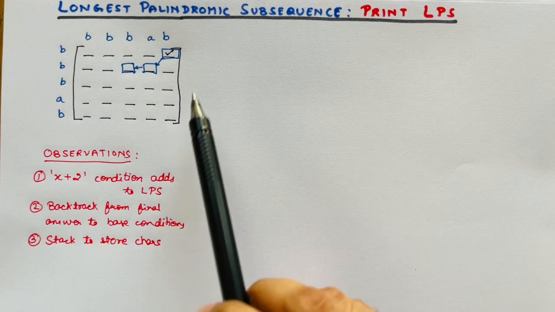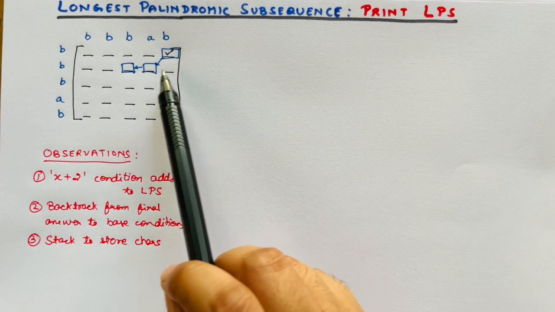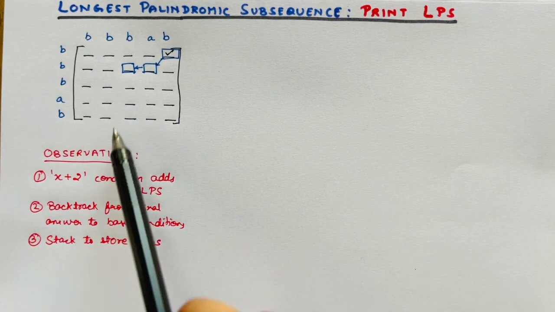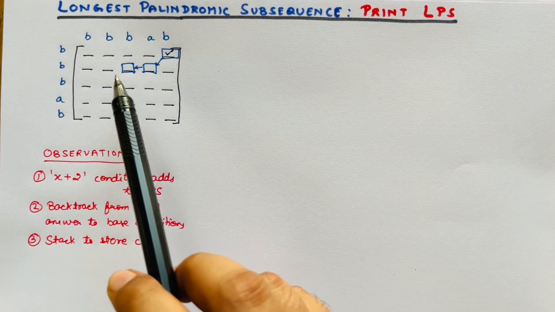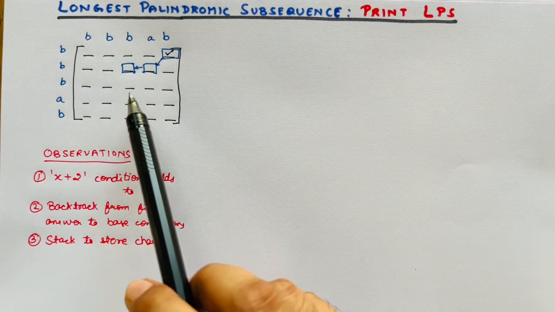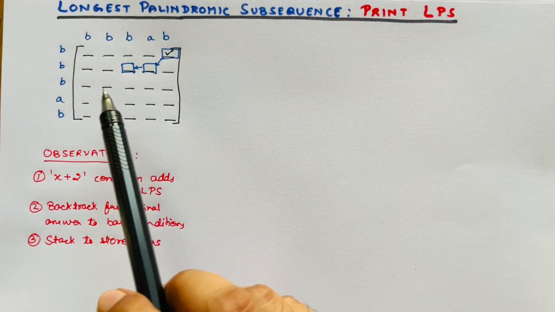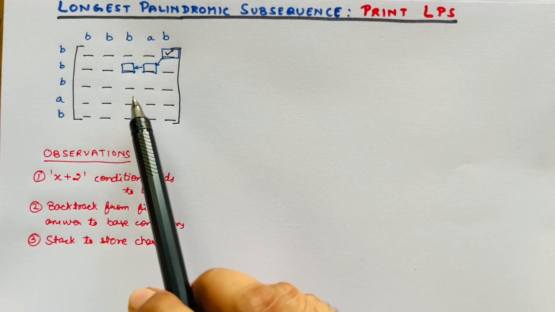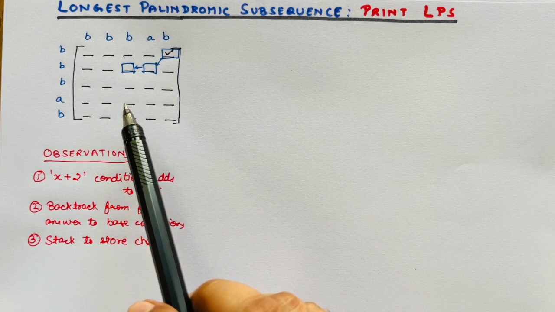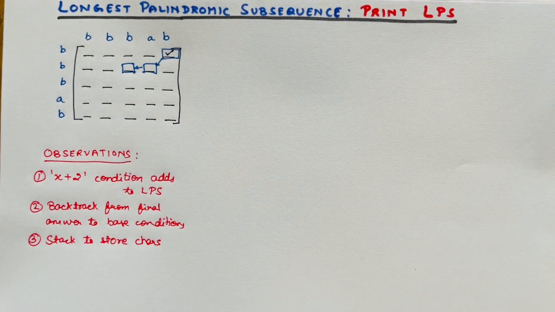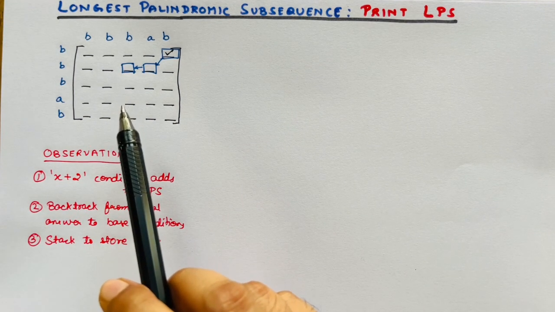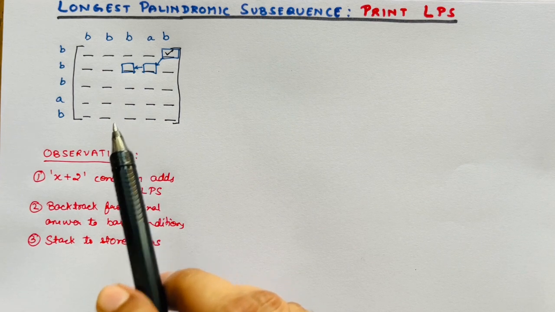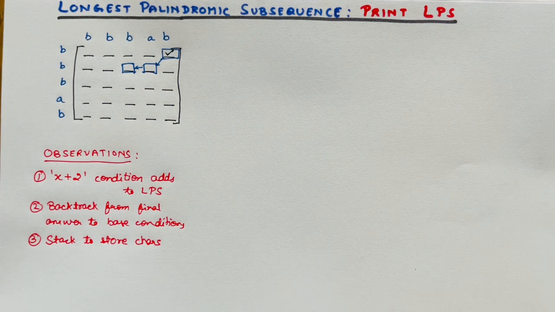Now our path may look something like this, from our final answer to our base condition. Now what happens at the base condition? At the base condition, we will be at either length 1 or length 2. That means we will have the core middle of the palindrome that we are looking for. If we are at length 1, then that single character will be the core middle of the longest palindromic subsequence. And if we are at length 2, then either both the characters or any one of them will be the core middle of the longest palindromic subsequence.